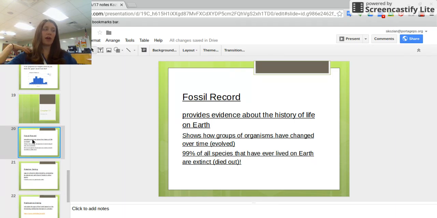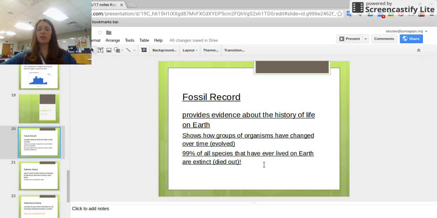We can look at how organisms with a spinal cord have changed over time. So we can look at really early fossils and look at living things today. Or we can just look at very specific species, like maybe a specific species of dinosaur in comparison to a species that we see today. It can show us how individuals or groups have changed over time.